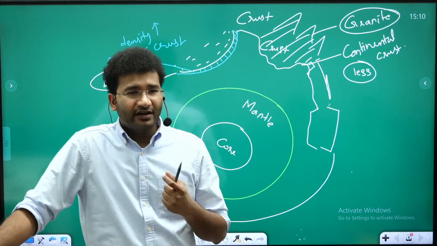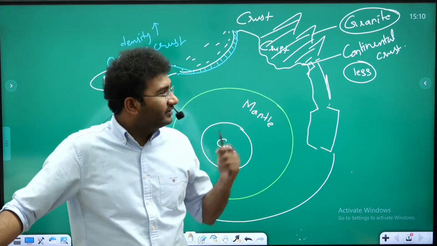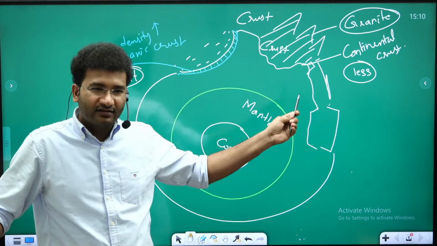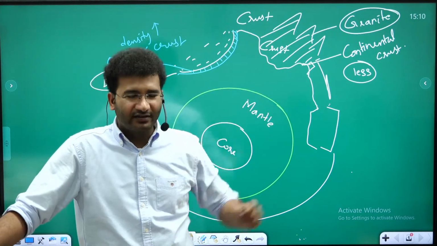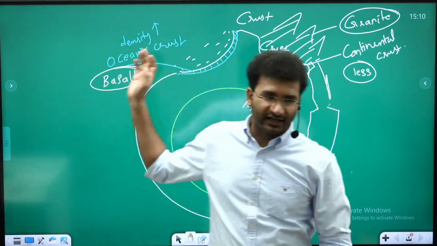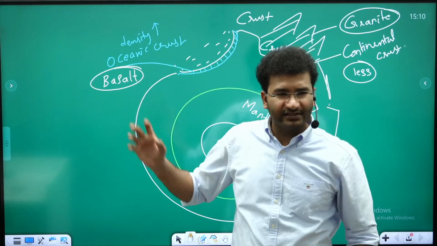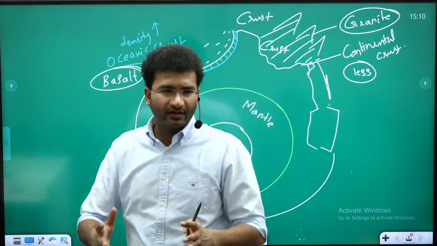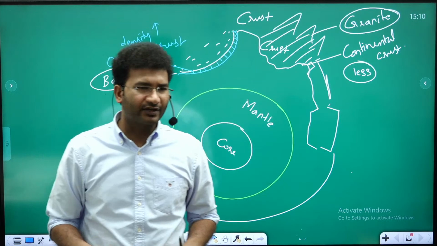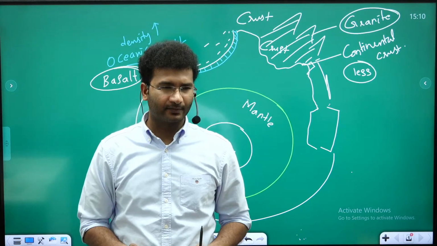See, both these two rocks are igneous rocks. Okay, granite bhi igneous rock hai, basalt bhi igneous rock hai. Igneous rock means they primarily came from volcanic activity, in simple terms.